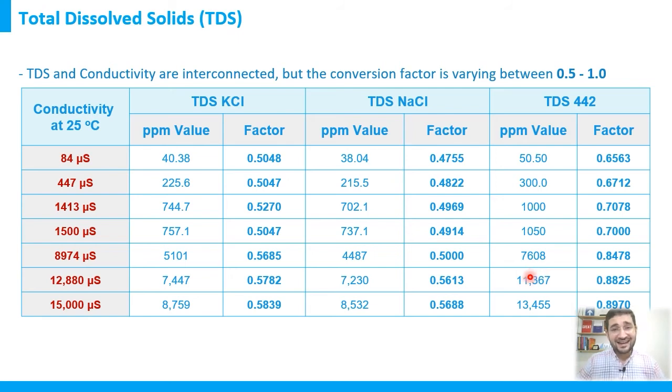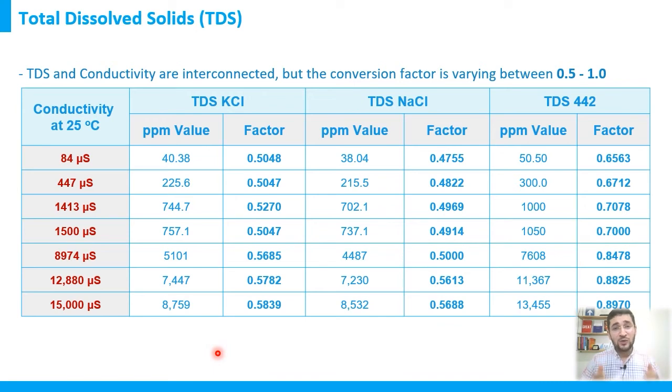Let's see the last sample here. If we have a brackish or saline water sample of a conductivity 15,000 microsiemens per centimeter, if we measure TDS through the KCl option, it's going to be 8,700 something. But if we did it through NaCl, it's going to be 8,500 something. But if we measure the TDS through the option of 442, it's going to be 13,400 something. So you see, there's a huge difference.